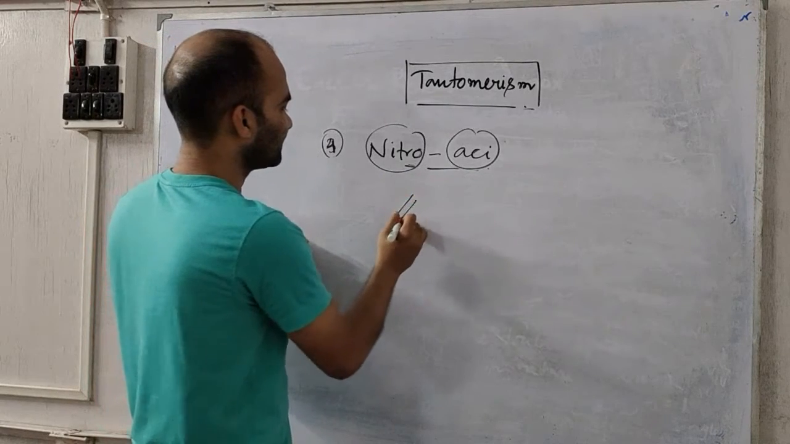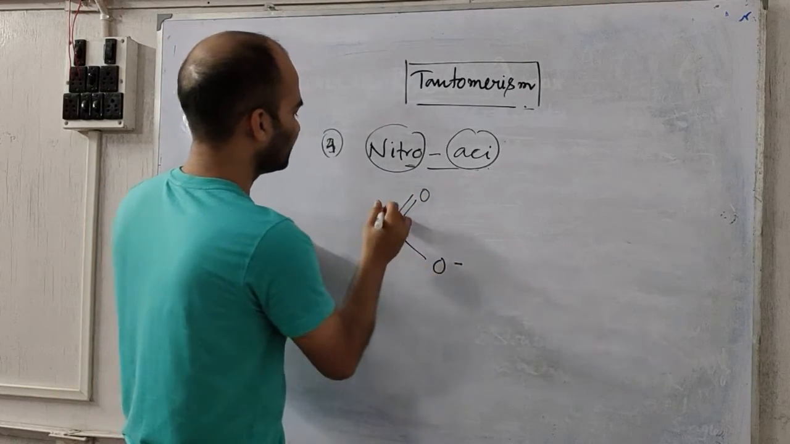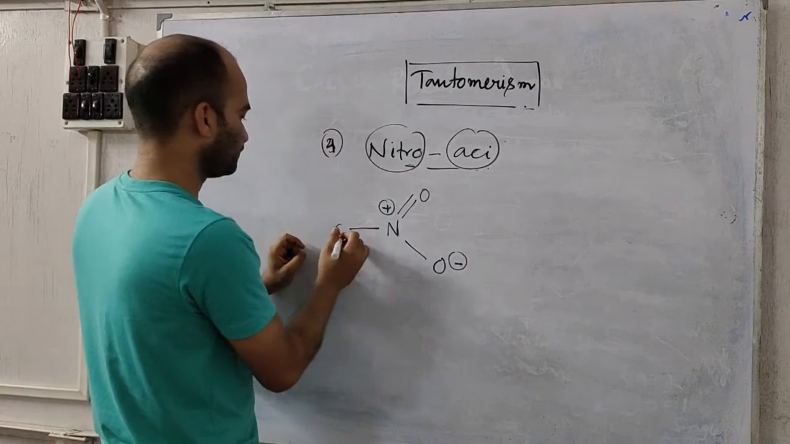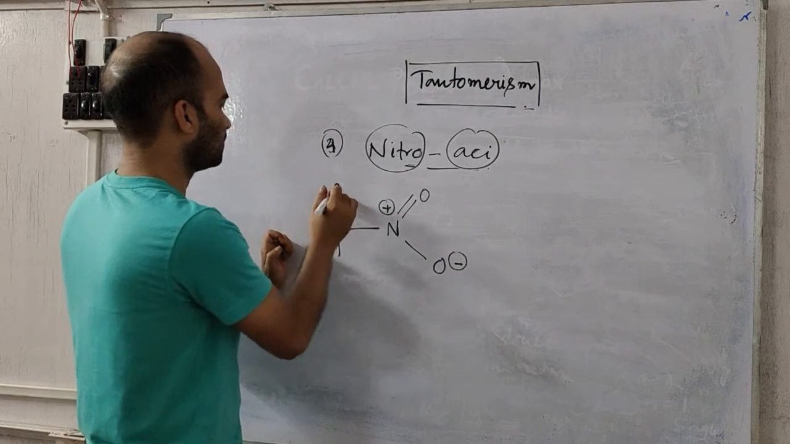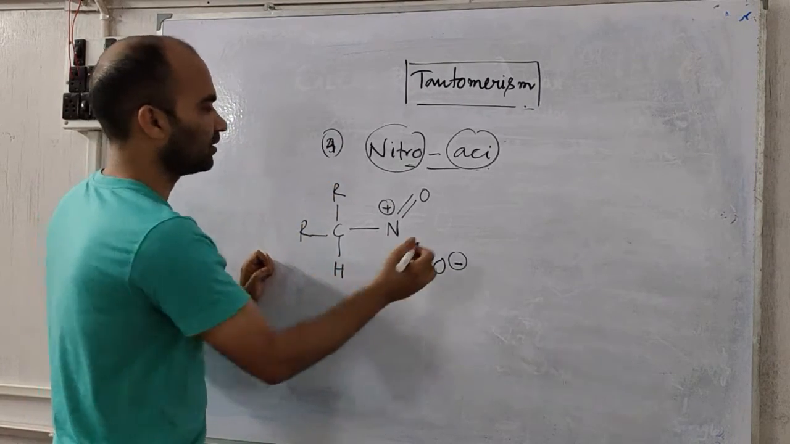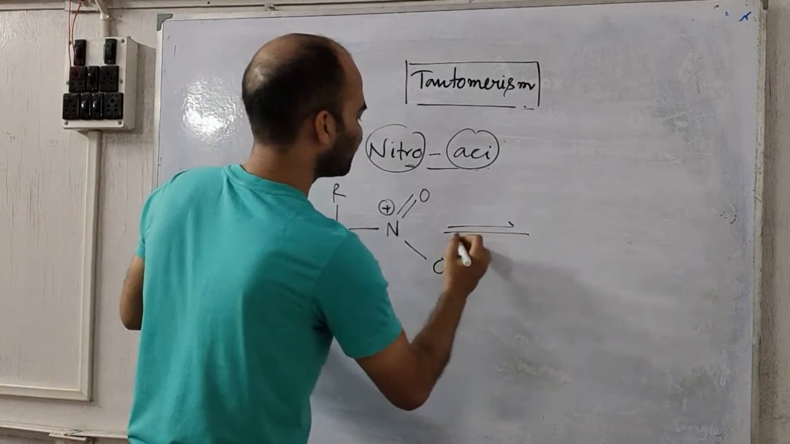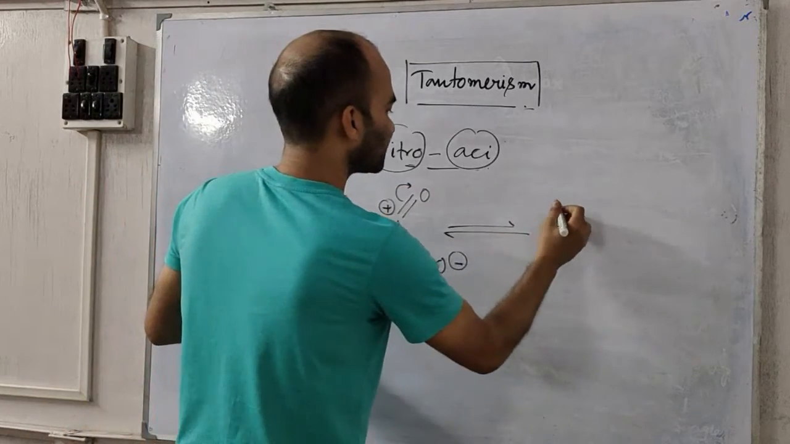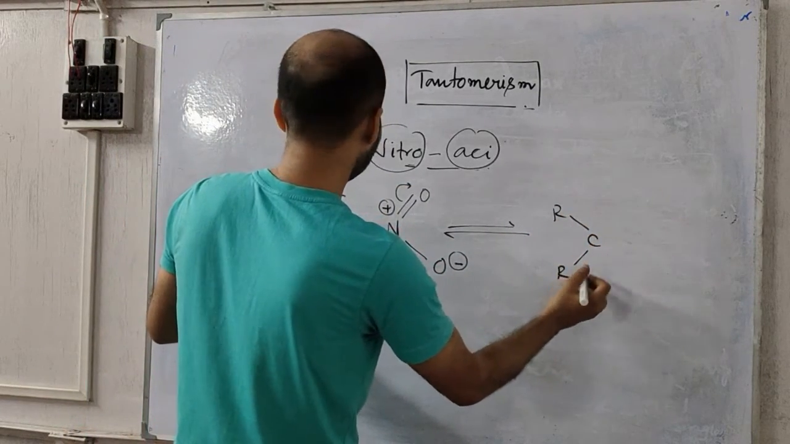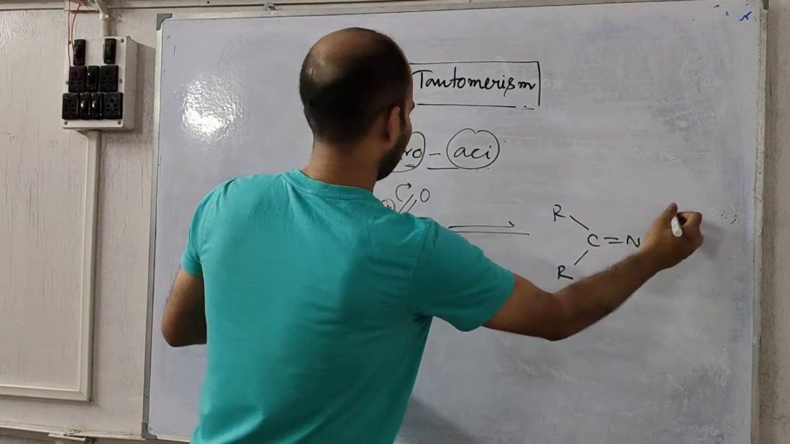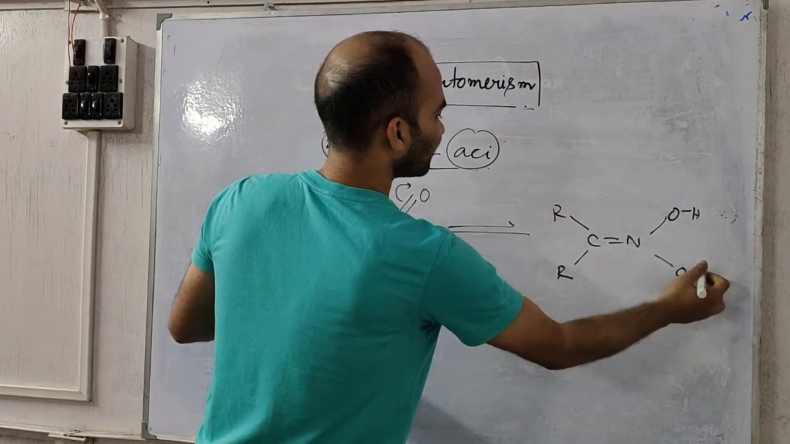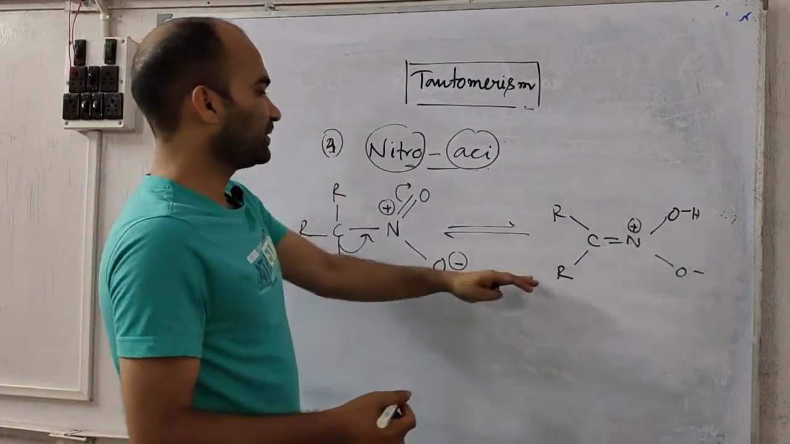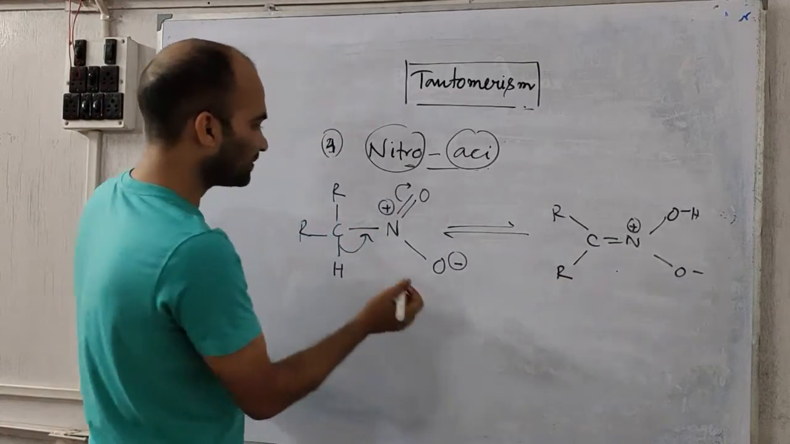For a nitro structure, the structure is like this. It is nitro. Now here we call this one, let's say, the type of this. So the tautomerism will be like here and here. Now the structure will be like R C R double bond N O O H minus. Now easily we can assume that this structure is much less stable than this one.